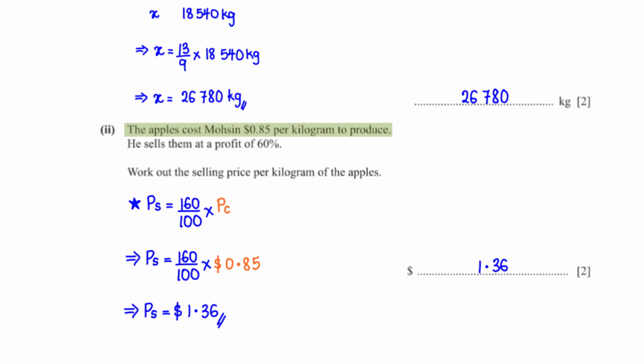The apples cost Motion $0.85 per kilogram to produce. He sells them at a profit of 60%. Work out the selling price per kilogram of the apples. The selling price will be 160% of the cost price. We've been told the cost price per kilogram is $0.85, and so the selling price per kilogram will be $1.36.